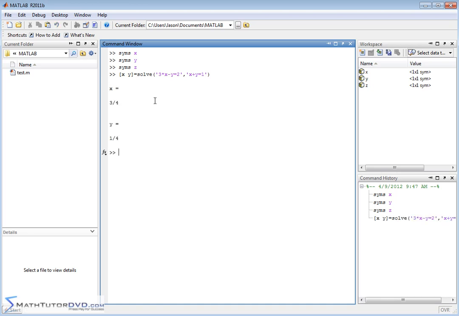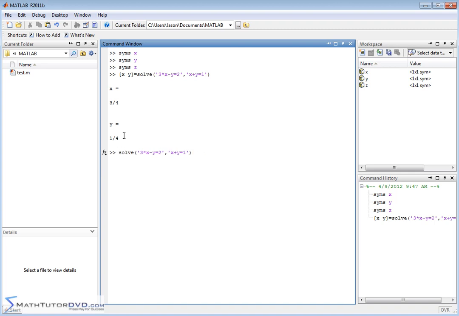So when we hit enter, it'll calculate the value for x, and it'll tell you it's 3/4, and the value for y, and it'll tell you that that's 1/4. So it solved the system of equations. Now let me show you what happens if you don't do that. You might get a little confused, and that's why I want to point it out.